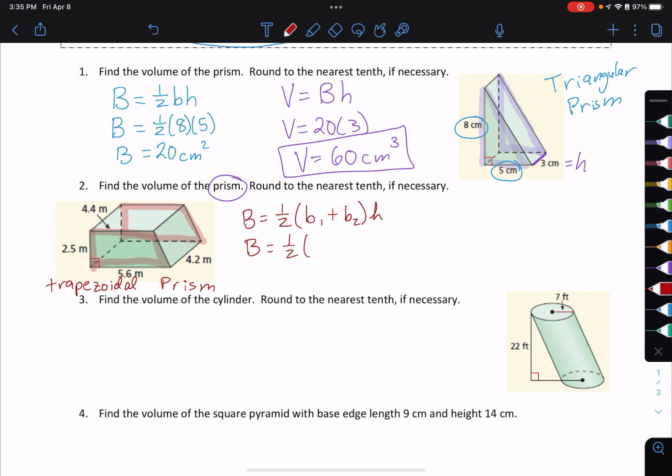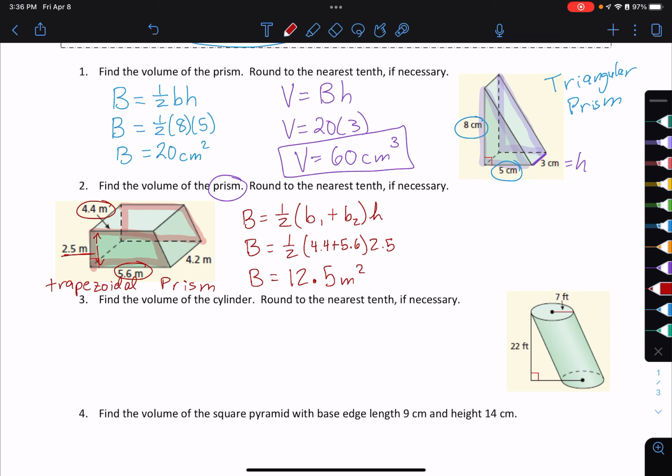So the bases are the two parallel sides, so 4.4 and 5.6. So 4.4 plus 5.6 times the height, which is the distance between the two bases, which is 2.5. So then if I take my handy dandy calculator and go 1/2 parentheses 4.4 plus 5.6, close parentheses, times the height, 2.5, gives me a base area of 12.5 meters squared.